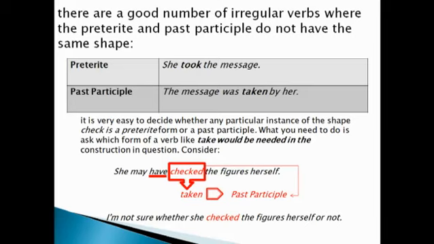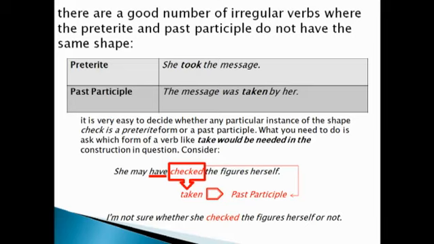So let's consider this case. She may have checked the figures herself. Okay, now we have checked preterite and we have checked past participle. Well, let's change checked by the verb to take. And she may have took or she may have taken. We see that the correct form is she may have taken. So in this case, this checked in she may have checked the figures herself is a case of past participle.